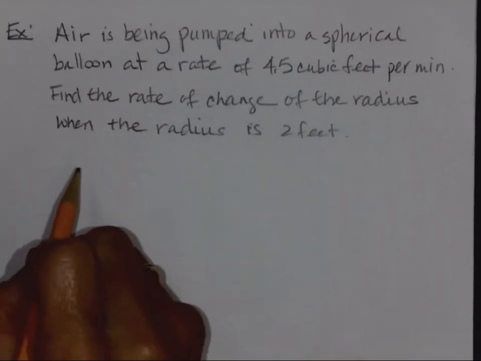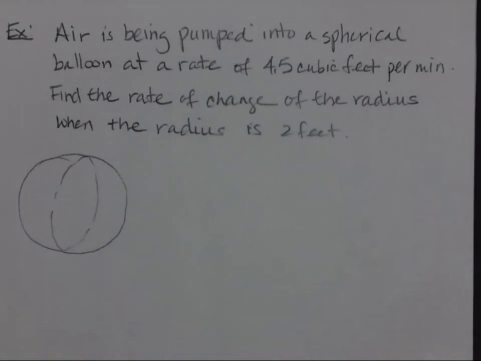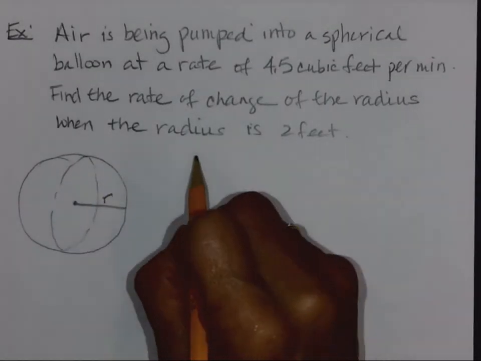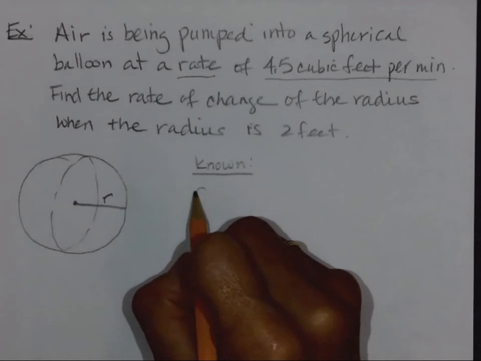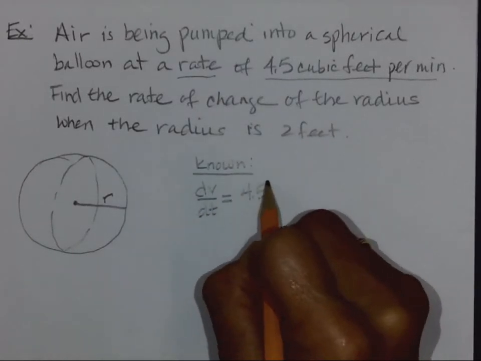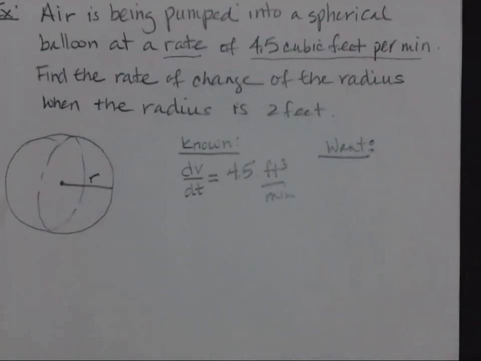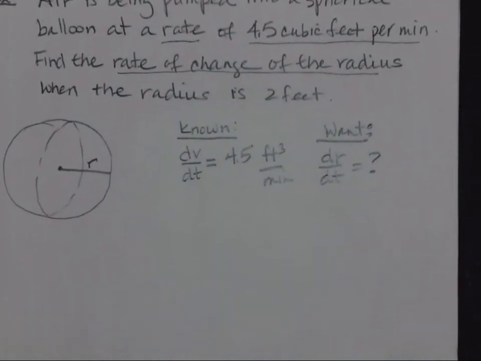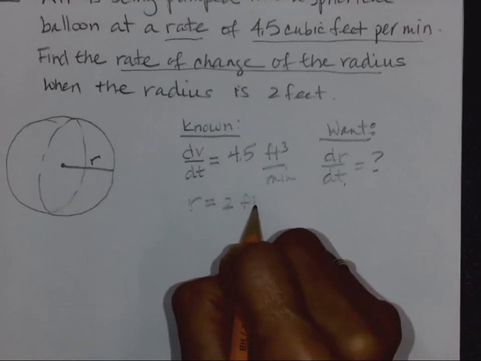Okay, so the very first thing you want to do is draw a picture, a spherical balloon with the radius here. And so then our known rate is 4.5 cubic feet per minute. That will be my volume, dV/dt is 4.5 cubic feet per minute. And my want would be the rate of change of radius, which is dr/dt. And that's what we're trying to find. We also want to know the rate of change of the radius when radius is equal to 2 feet. So that's also our known.